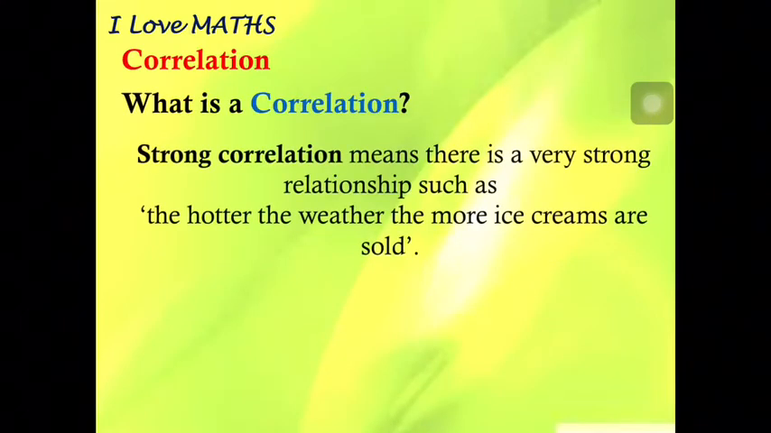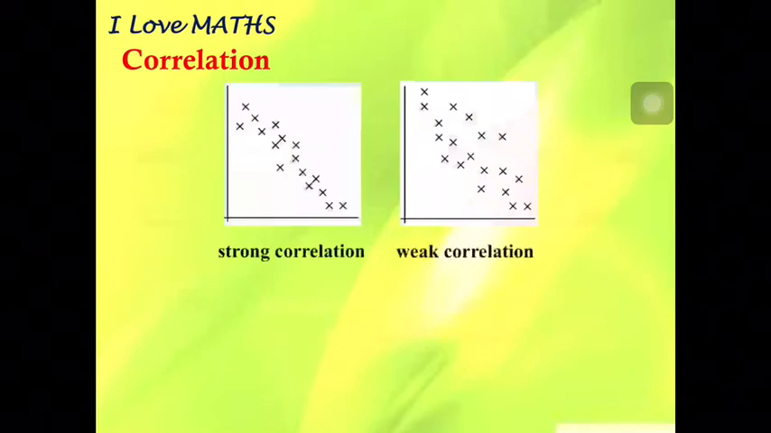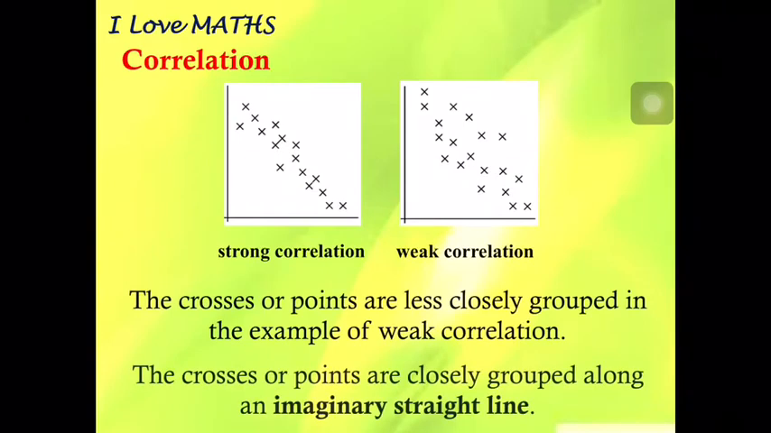Strong correlation means there is a very strong relationship, such as the hotter the weather, the more ice creams are sold. And a weak correlation means there is a little relationship between things. Look at these two figures. The first shows a strong correlation, and the second shows a weak correlation. The points are less closely grouped in the example of weak correlation, while in the strong one the points are closely grouped along an imaginary straight line, and this line is called the line of best fit.